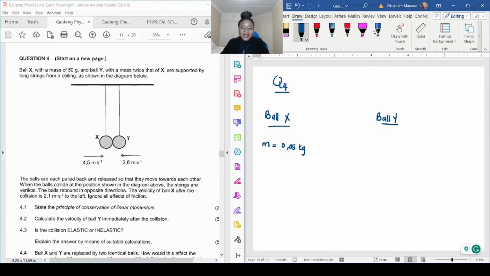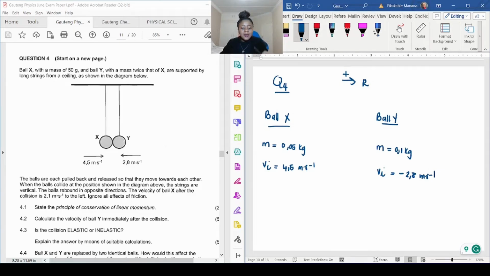And they say that Y is twice X. Okay, so the mass then becomes 0.1 kilograms. Do we know anything about the velocities? Yes, we do. X actually is towards the right. Y velocity is towards the left. So I will take the direction of right as positive. Okay, so our initial velocity then for ball X would be 4.5 meters per second, whereas for Y it would be negative 2.8 meters per second. Okay, so that's all we know for now.